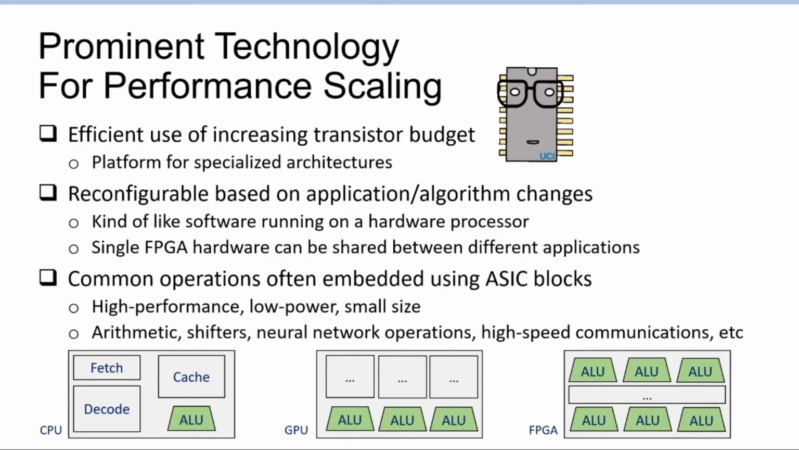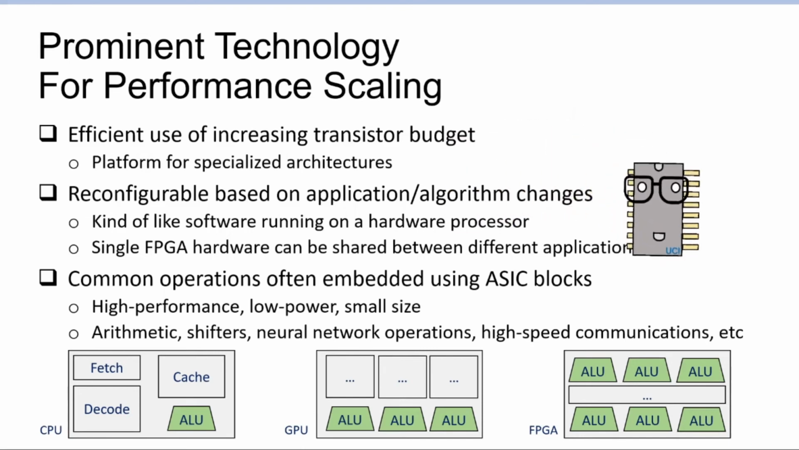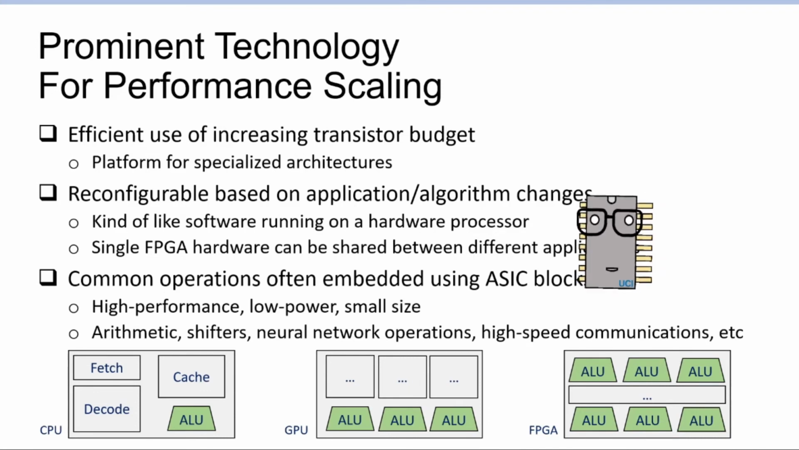That's why a lot of these companies really care about this as a future. FPGAs represent an efficient use of the increasing transistor budget because they are a platform for specialized hardware. And unlike ASICs, which, if you put in enough effort, can give you more performance and efficiency, FPGAs are reconfigurable based on the application or algorithmic changes. An analogy is that it's kind of like software running on a hardware processor.